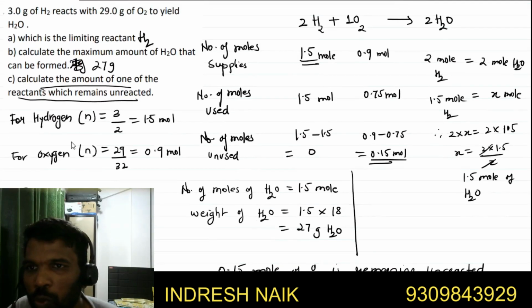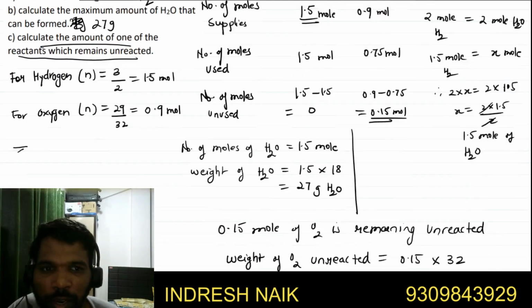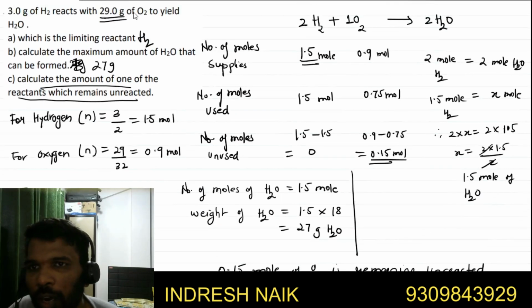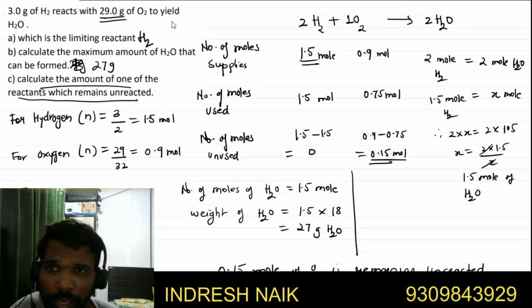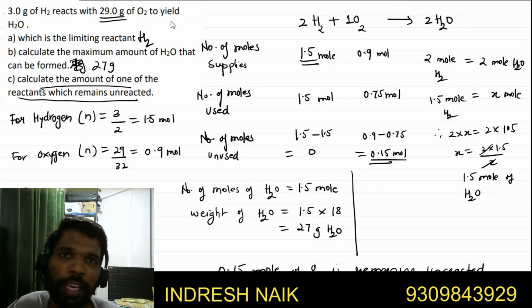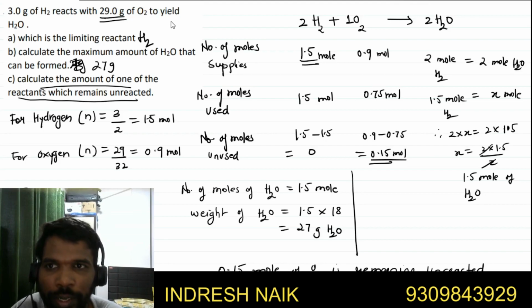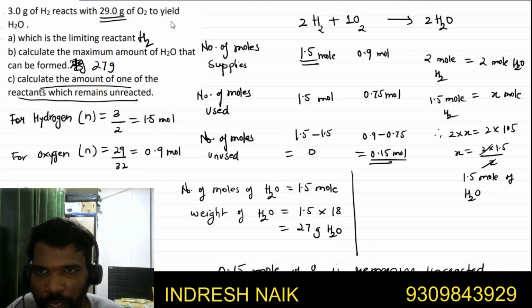What was the mass of O2 supplied? O2 was supplied 29 gram. And how much is remaining unreacted? 4.8. Out of 29, 4.8 gram is remaining unreacted. Although it was supplied, it is not getting reacted. In the same way, like at the beginning I told you, it is excess tea powder and sugar; we will not be using that. It will just be kept in stock. What is required, only that much will be used. It is a similar concept.